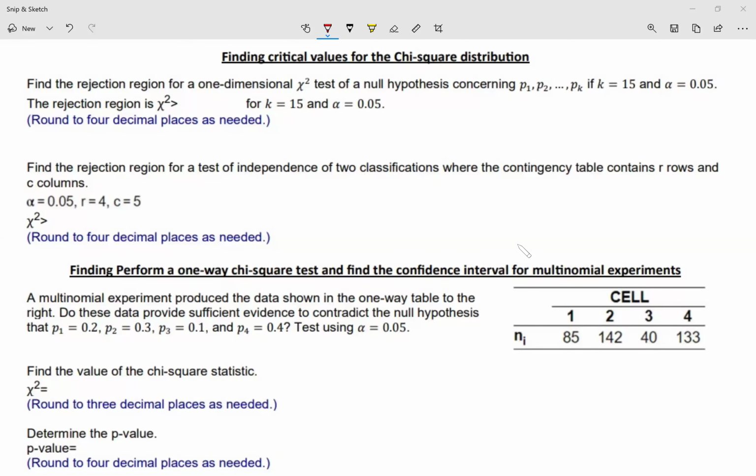A new distribution we're going to be looking at is what we call the chi-square distribution. But for the first homework, I just want you to learn how to use the table. We're going to find critical values for the chi-square distribution.